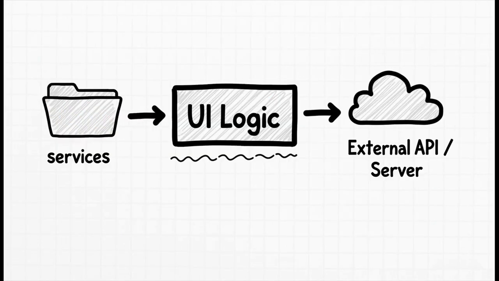Okay, so what about the code that needs to talk to the outside world, like fetching data from a server? Well, that belongs in the services folder. This entire directory is just for handling all of your API calls. This keeps your data fetching logic totally separate from your UI logic, which is a massive sign of a good architecture.